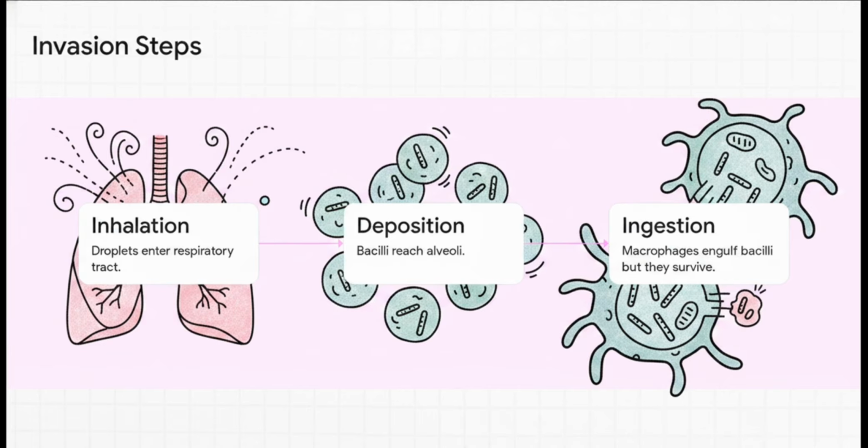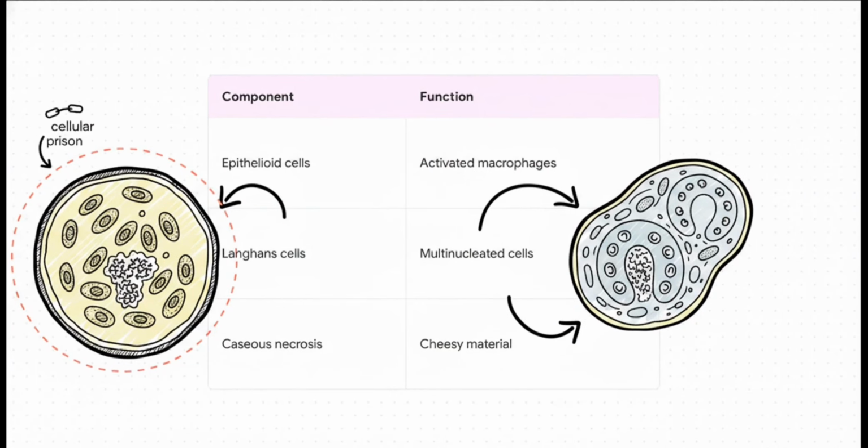But here's the crazy part. The TB bacteria pull off an incredible trick. They survive directly inside the very macrophages meant to kill them, literally turning our own defensive cells into safe houses. Now, your body doesn't just give up. It fights back by building a cellular prison around the infection called a granuloma.